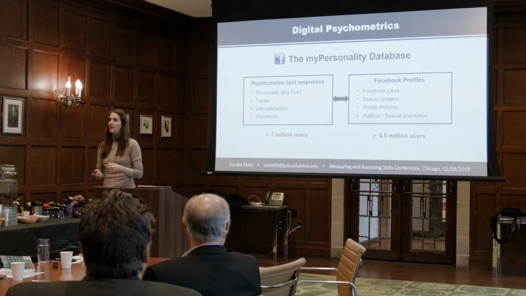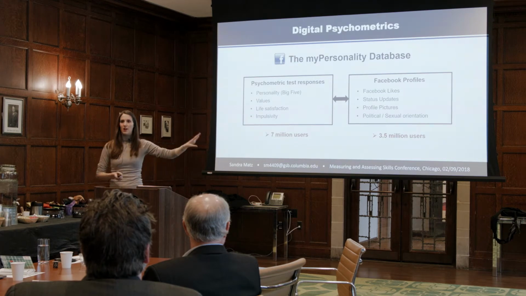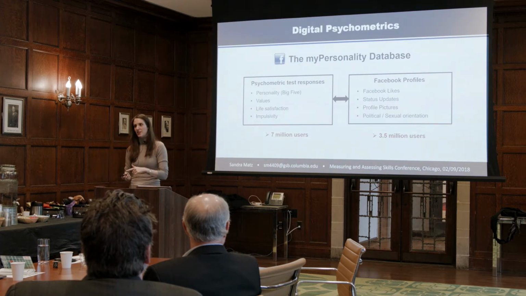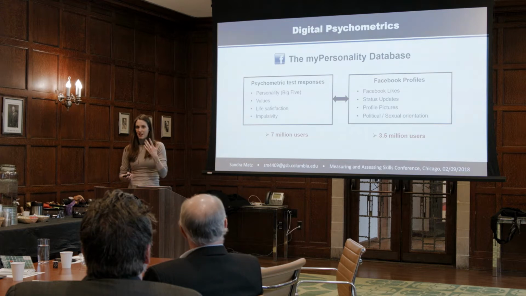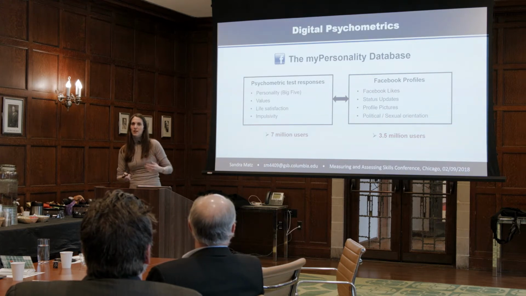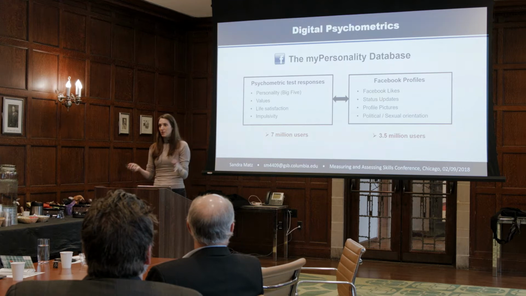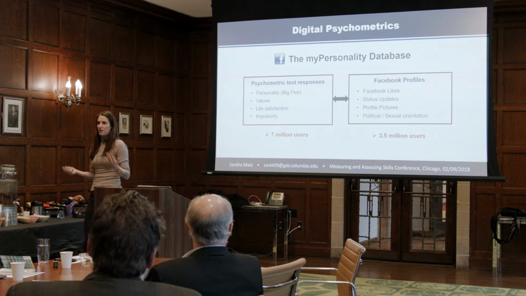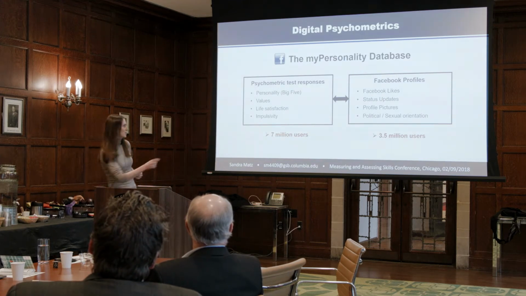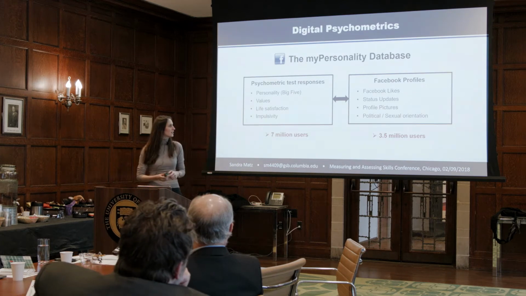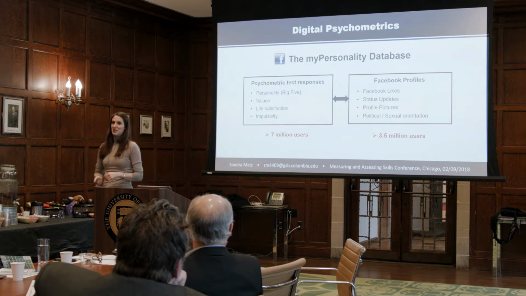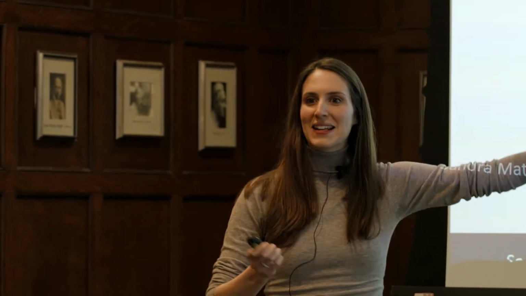Once people had received feedback on their personality, they were asked whether they would voluntarily share their Facebook profile. They didn't have to, they got the feedback no matter what, but it was just saying, if you want, you can share your Facebook profile with us for research purposes. And about half the people did so. The question is whether they were really aware of what they were doing back in the day. But again, we got this Facebook data with user consent.